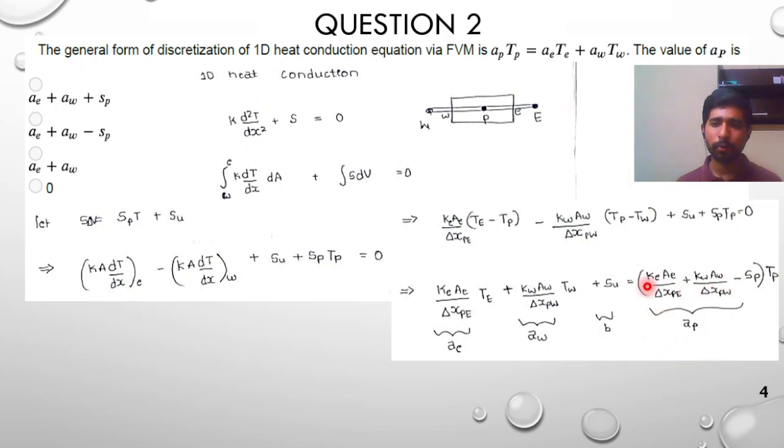So anyway, AP, if you see, will be a combination of AE plus AW, and it will be minus SP. So the option number 2 is correct. Here it's not plus SP. I think in the weekly content it was written plus SP or something like that. But from the way it has come in the weekly content, it was SP into T plus SU, so it is not minus SP into T, it is plus SP into T only. So if you take that, then minus SP will come in.